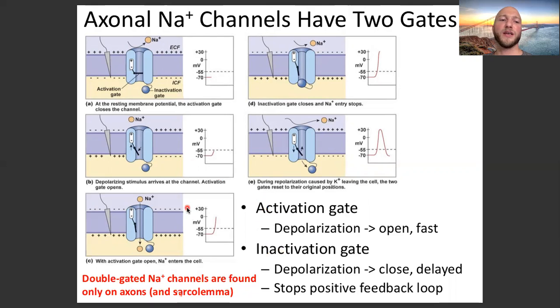The activation gate is the one that opens at -55. At -55, that activation gate's open, allowing sodium to rush in. Once it hits the peak, now +30, that inactivation gate is going to close, and it's going to stay closed for a delayed time, which prevents that backwards flow of this electrical event, of this action potential. And then it'll reset back to normal.